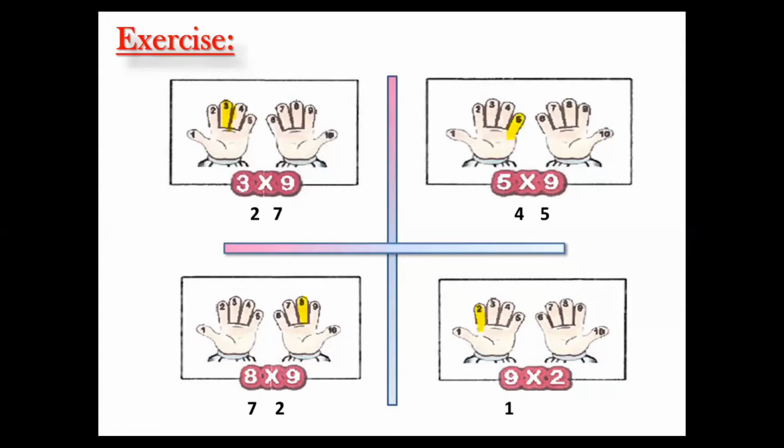And then we count all fingers after the second finger. We have here 1, 2, 3, 4, 5, 6, 7, 8. So we write number 8 in the ones digit in the product. So the product of 9 by 2 equals 18.